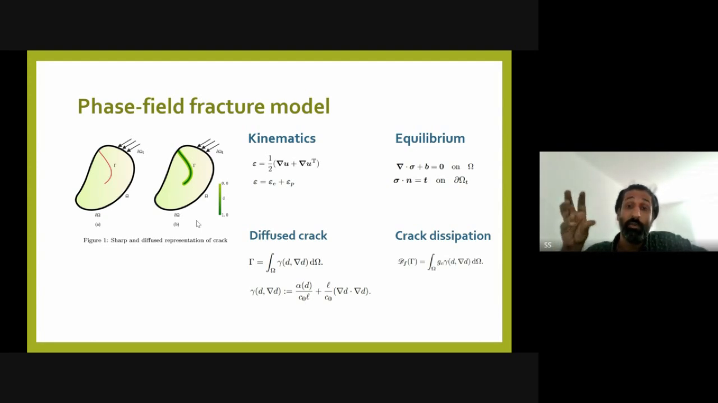So in this model, what we are going to do is prescribe these constitutive functions and find out the value of sigma, the stress, and then we are going to solve this equilibrium equation.